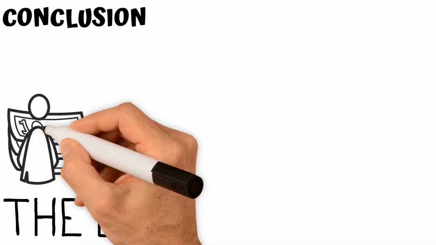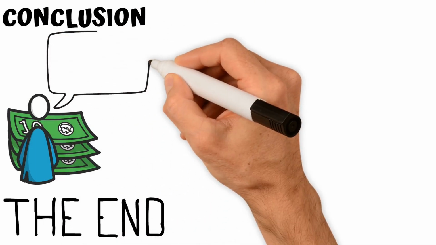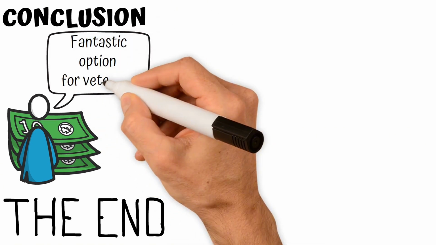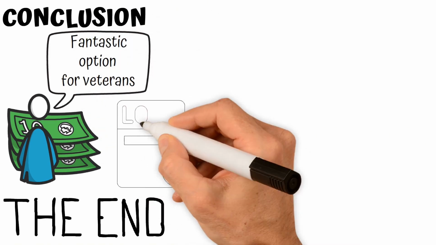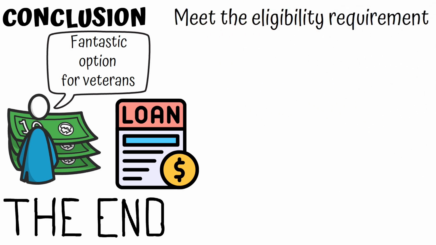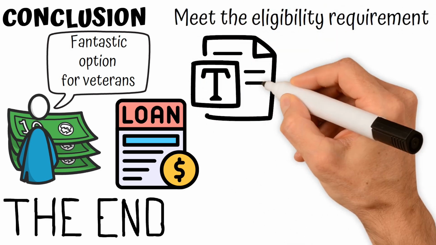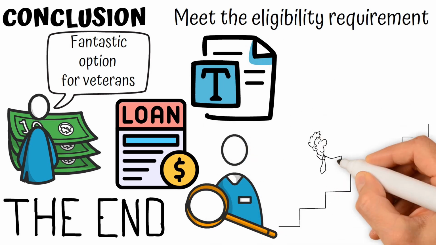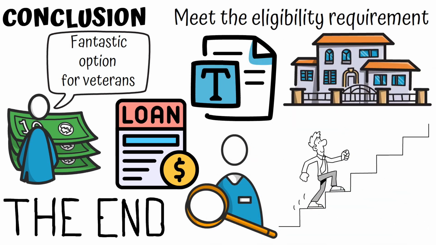That wraps up our video on assuming a VA loan for housing. Remember, assuming a VA loan can be a fantastic option for veterans, as it allows you to benefit from the existing terms and conditions of the loan. If you meet the eligibility requirements, gather the necessary documents, and navigate the process carefully, you'll be a step closer to securing your dream home.